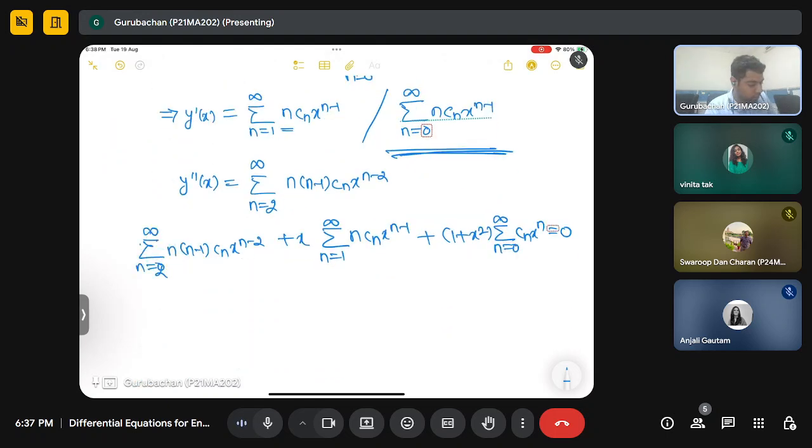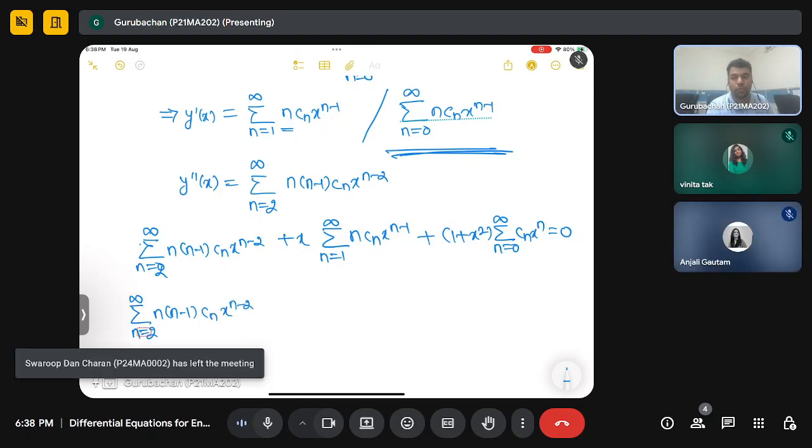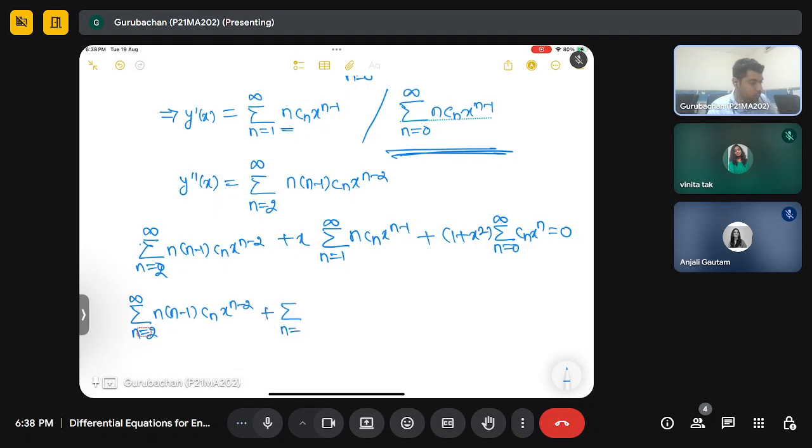So from here we will simplify it a little. Sum n from 2 to infinity of n into n minus 1 Cn x to the power n minus 2, plus sum n from 1 to infinity of n Cn x to the power n, plus sum n from 0 to infinity of Cn x to the power n, plus sum n from 0 to infinity of Cn x to the power n plus 2.